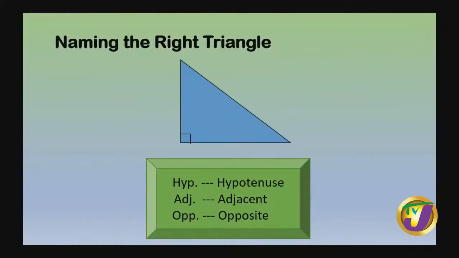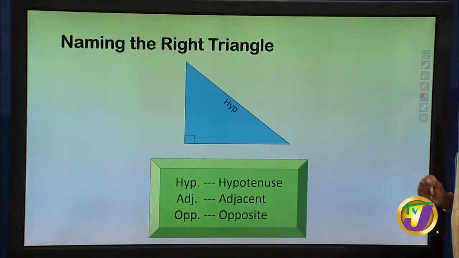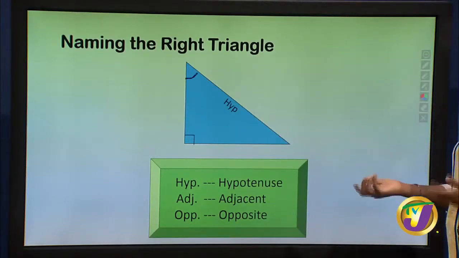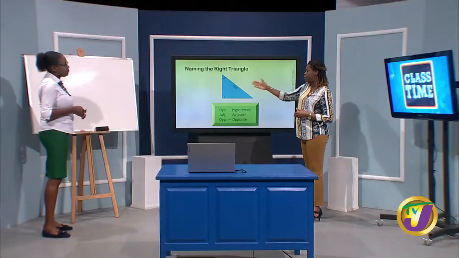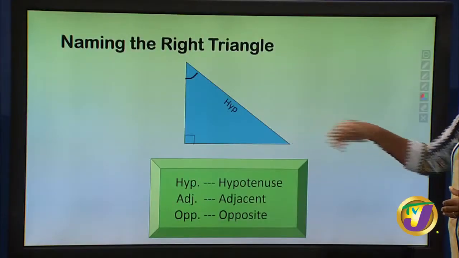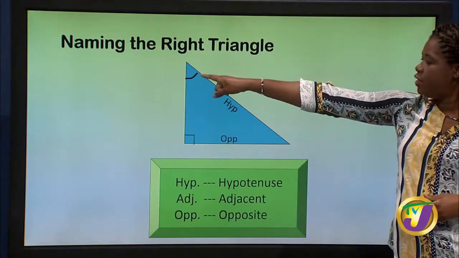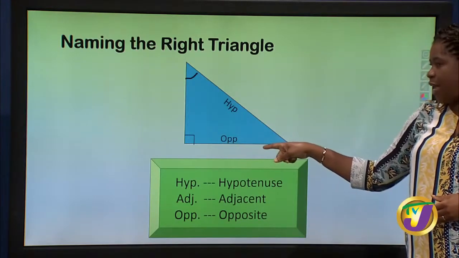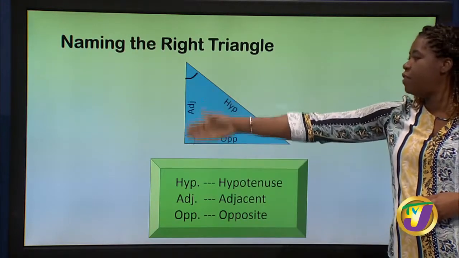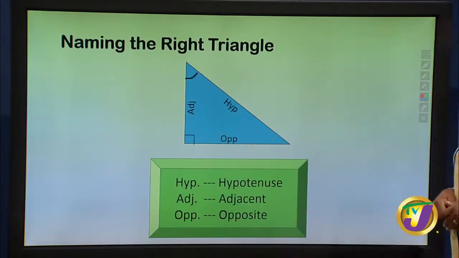So if we change the location of the angle, so it's no longer here, the hypotenuse, I notice, remains the same, which is always across from the right angle. And another thing to note about the hypotenuse in terms of Pythagoras' theorem is that it is the longest side of the right triangle. So notice now the angle is here at the top. In relation to this angle, this side now is opposite to that angle, and now we have this side being adjacent or beside this angle in question.